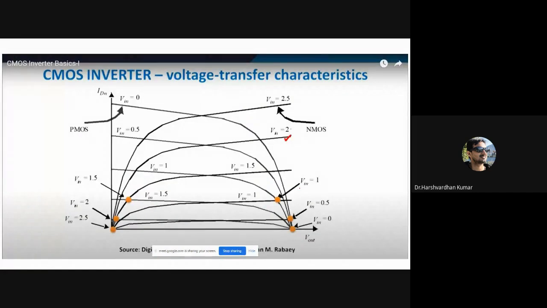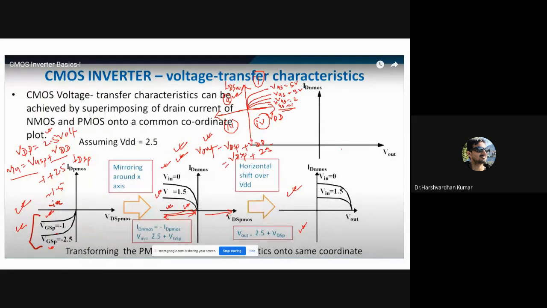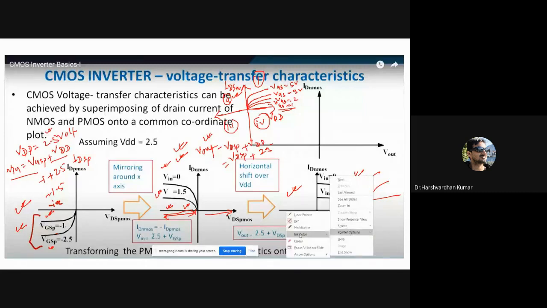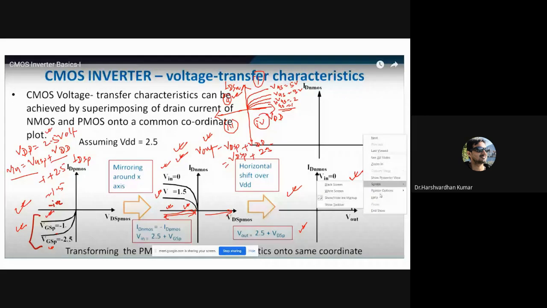Now we know this is the final IV characteristics for the PMOS, right? And for the NMOS, we know very well the characteristic will look like this, for different VGS, where VGS is equal to V in, in the case of an inverter. VGS for the N transistor, right?